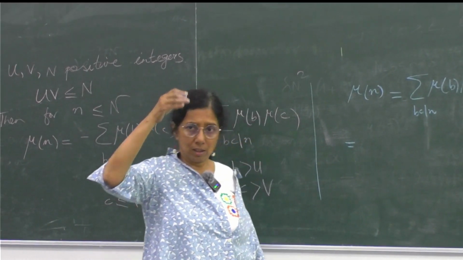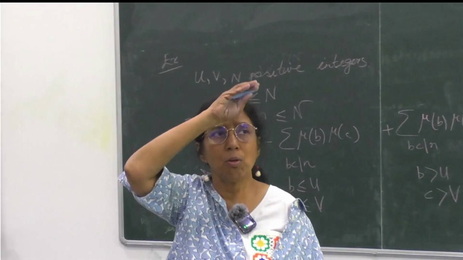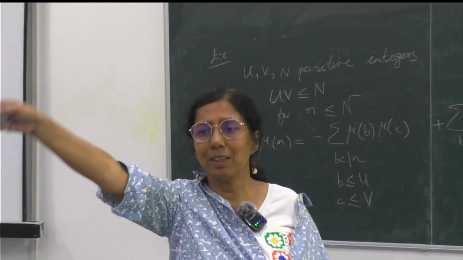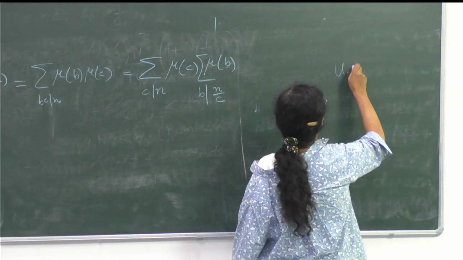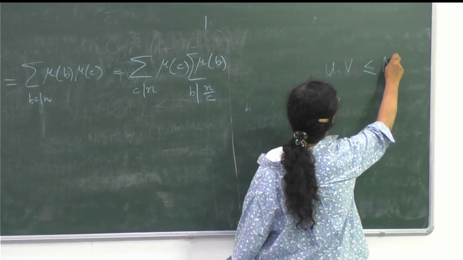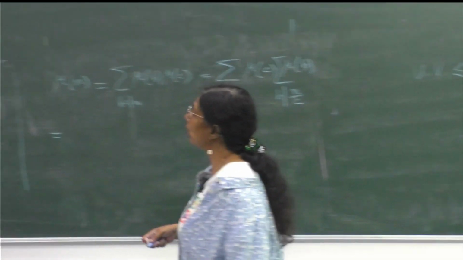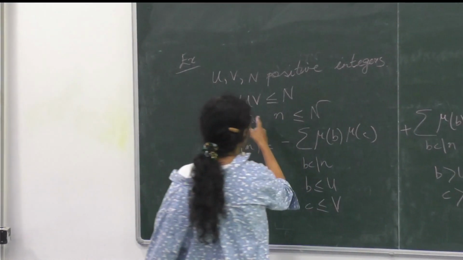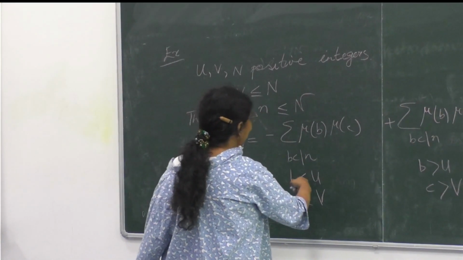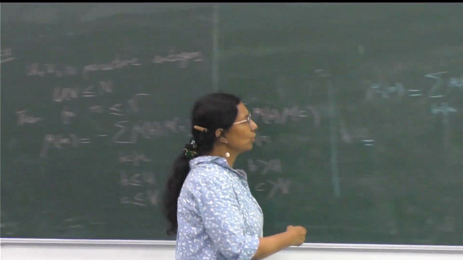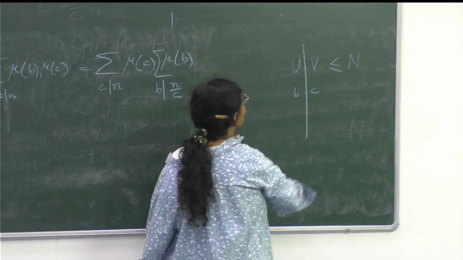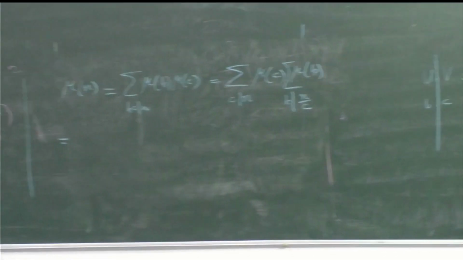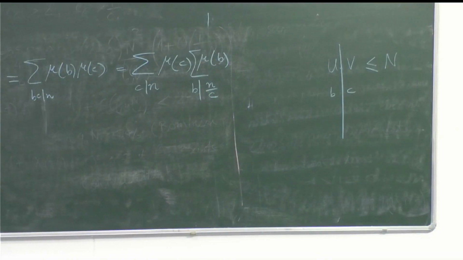One of them is less than U and the other one is less than V. So you have a product of something into something less than or equal to N, but you are not running over the whole thing because B is less than U and C is less than V. So something is breaking here. I think C is less than V is what has to be used to prove this.